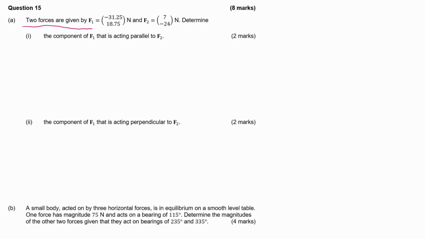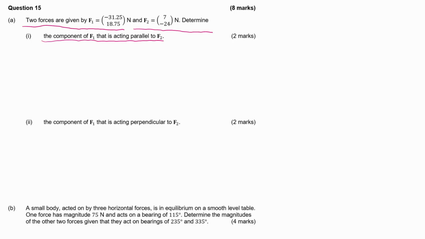Two forces are given by F1 is negative 31.25, 18.75 newtons, and F2 is 7, negative 24 newtons. Determine the component of F1 that is acting parallel to F2. What we want here is the vector projection of F1 on F2.